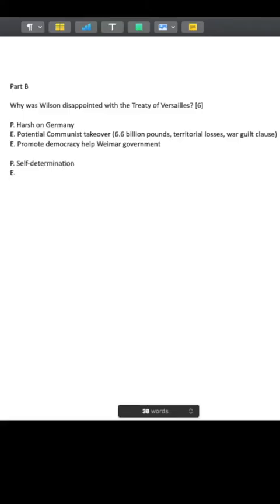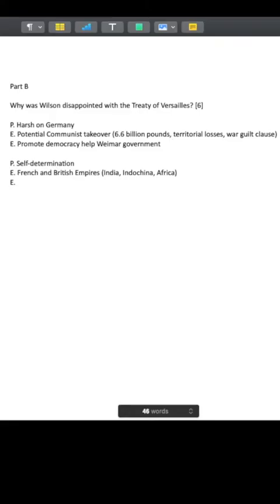Second one is self-determination. He really wanted to have self-determination for peoples in his 14 points. He got it in Eastern Europe. So if the question was flipped around and said, why was Wilson happy? He did get self-determination in Eastern Europe, but not in the French Empire, not in the British Empire. India is a huge example. Think of how many people live in India. After 1919, it remained a part of the British Empire.